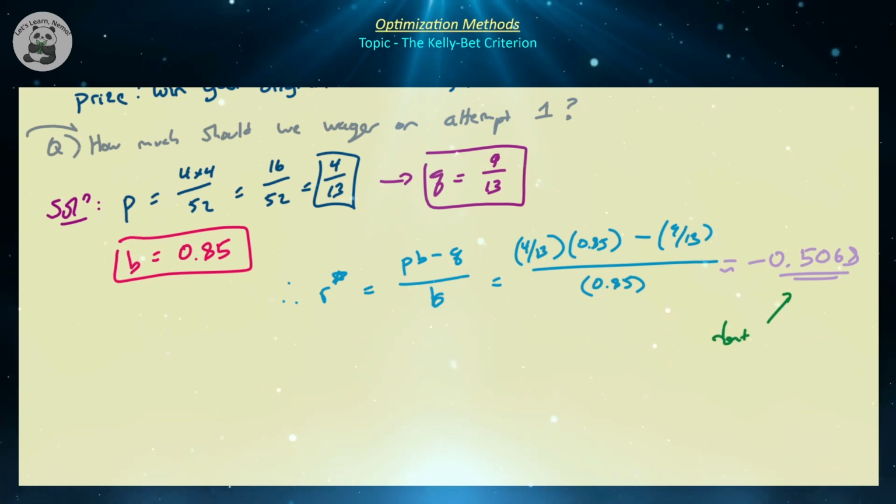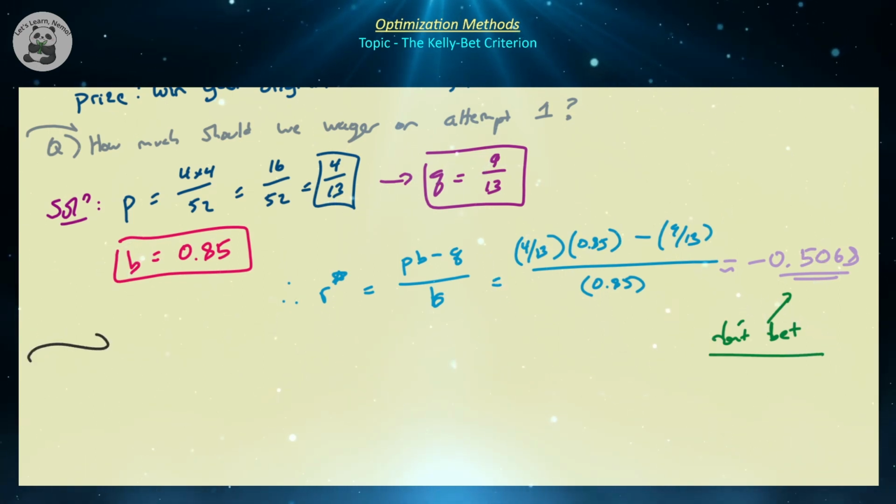So don't bet. When a Kelly bet turns out negative, that usually means the odds are not in your favor at all for winning over the long term, right? So this is just a big, big gamble. And to some people, maybe that's okay. So don't bet, bad game.